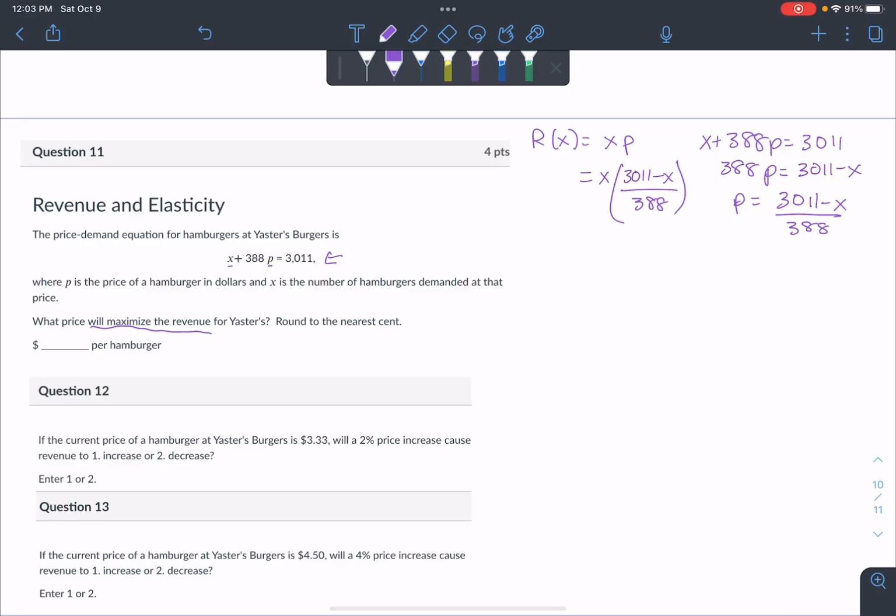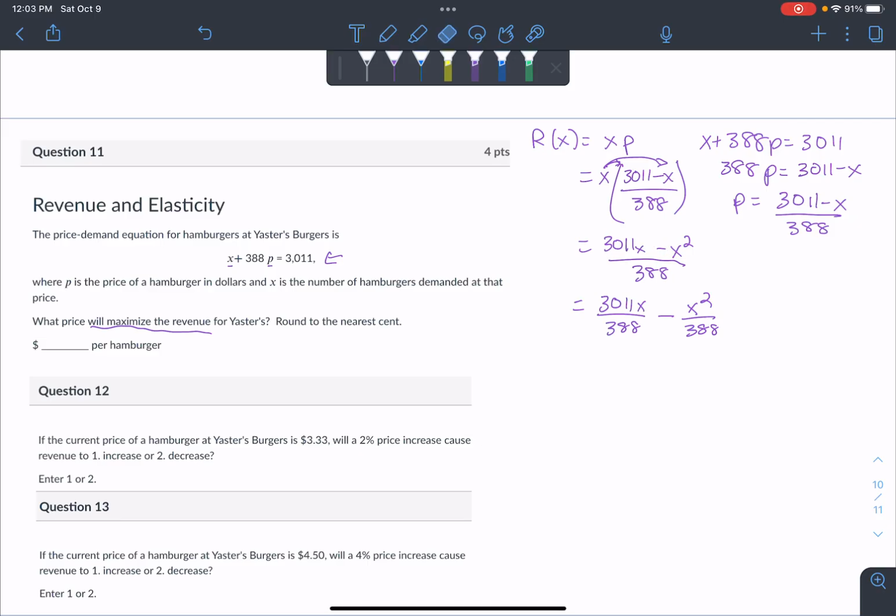388. And so let's multiply that through a little. So I get, if I distribute that X through, I get 3011X minus X squared over 388. I can also rewrite this and separate that fraction because there's subtraction here. So 3011X over 388 minus X squared over 388. So that is my revenue function.